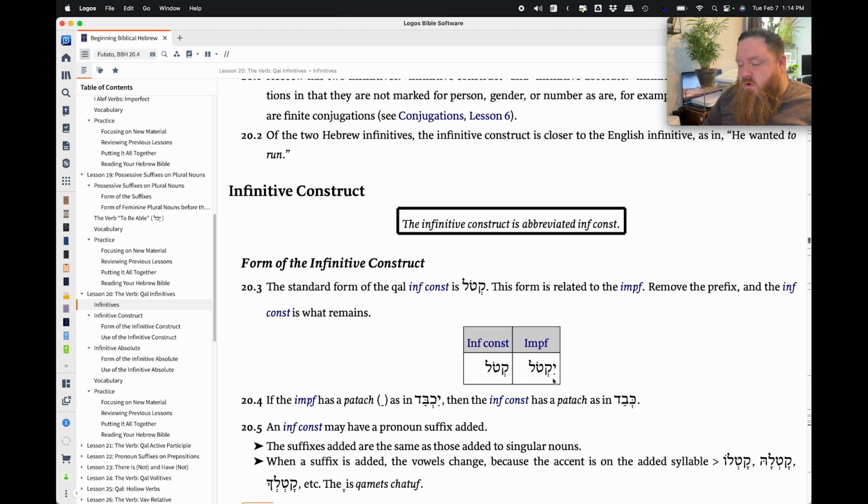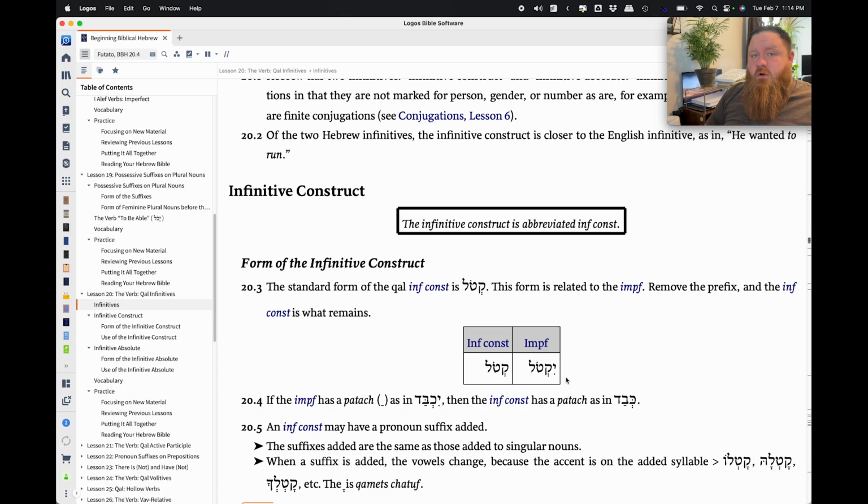So if we've got yiktol, what is the prefix here? Well, yod is the prefix letter, hirik is the prefix vowel. So if we pull these off, we get kof shava, tet, holum lamed. Kof shava, tet, holum lamed. That's all the infinitive construct form is.